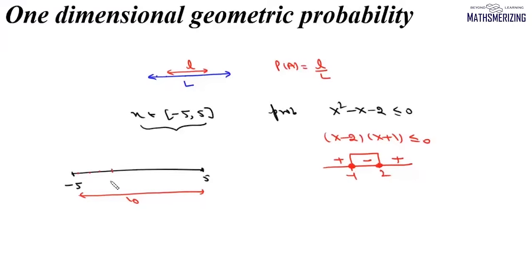So, our favorable region corresponds to this line segment from -1 to 2, and the length of this line segment is simply 3. So this required probability is this favorable length, which is 3, upon total length, which is 10. So the probability that any real number randomly chosen between -5 and 5 is such that x square minus x minus 2 is less than or equal to 0 is simply 3 by 10.